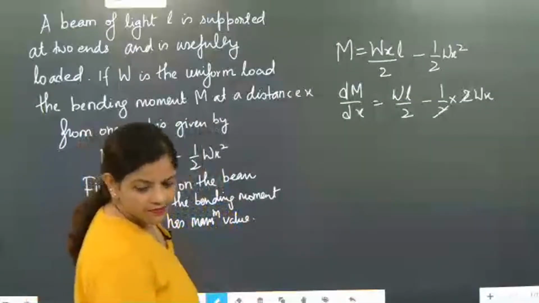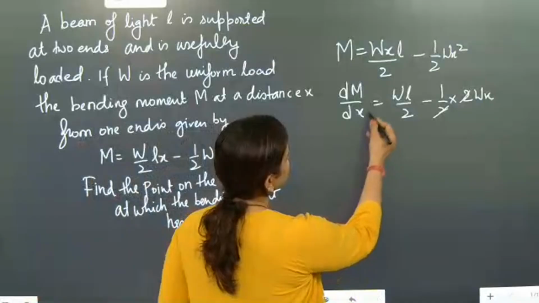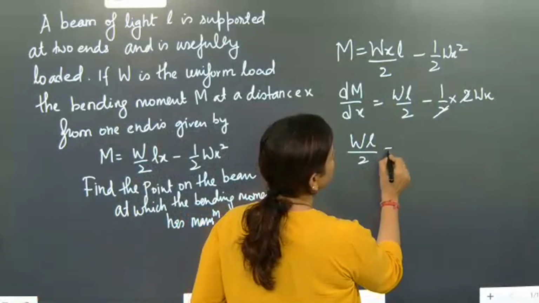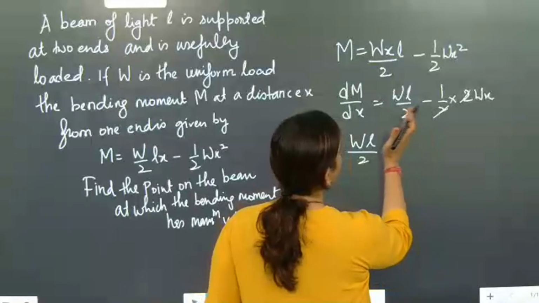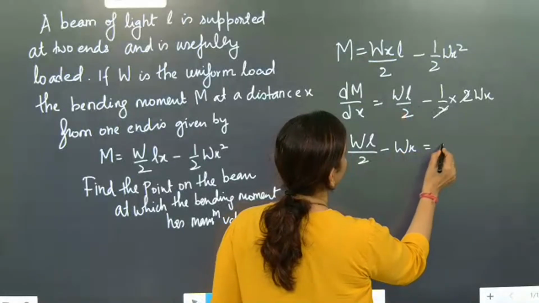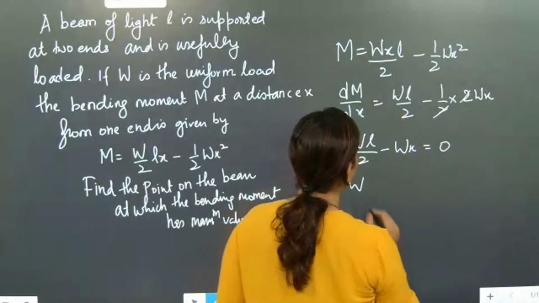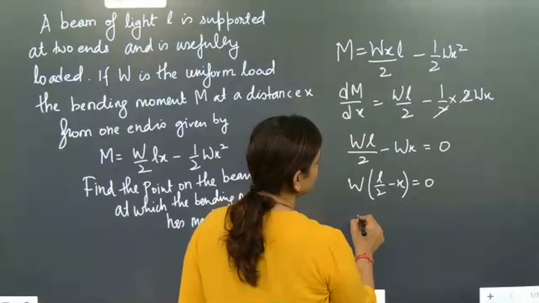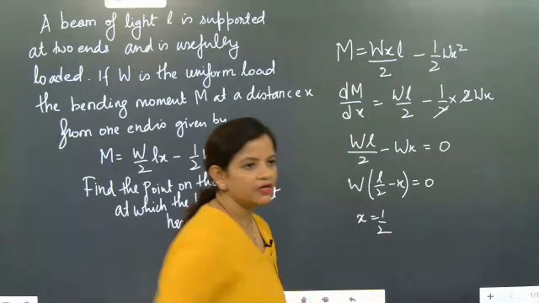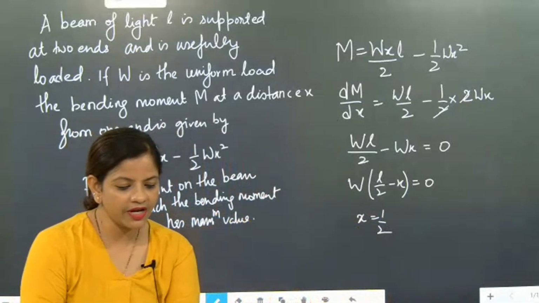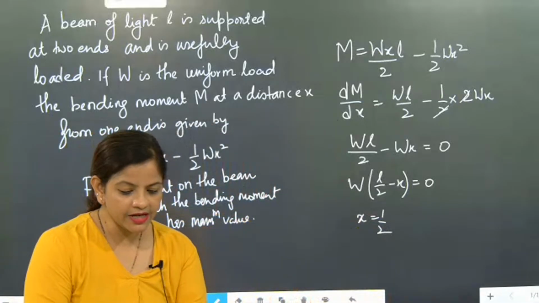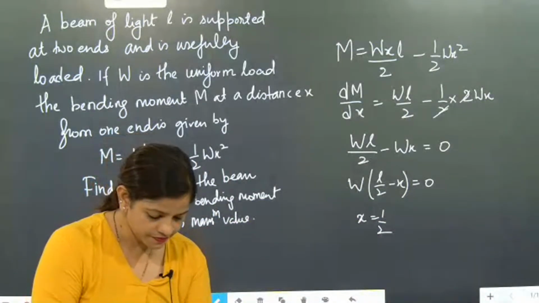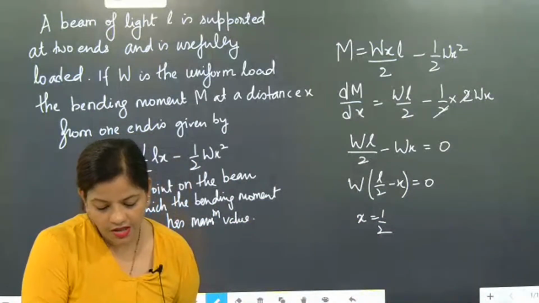Good evening, beta. So we make this equal to 0: WL by 2 minus Wx equal to 0. We take W common, it becomes L by 2 minus x is equal to 0. So x is equal to L by 2. What is the value of x coming? L by 2. So x is coming as L by 2.